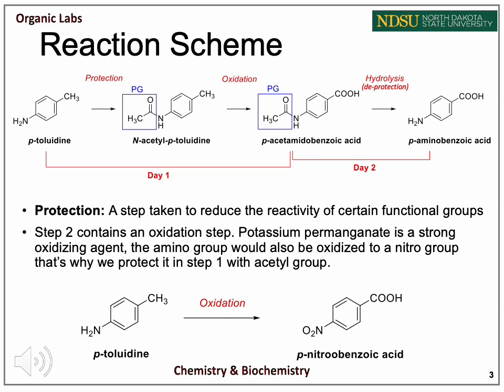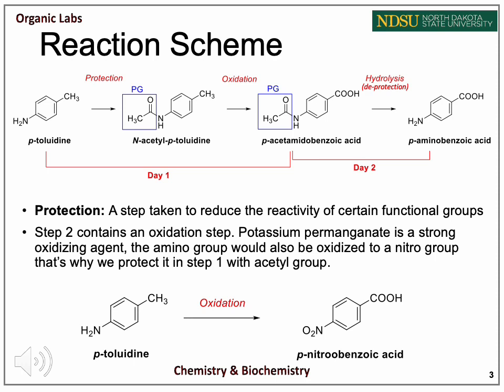Step 2 of this reaction is an oxidization step using potassium permanganate, which is a strong oxidizing agent. So if we were to do this step without previously protecting the amino group, as shown on the bottom, both our methyl group and our amino group would oxidize fully to a nitro group and a carboxylic acid. Therefore, the first step of the reaction must be protecting the amino group on the para-toluidine.